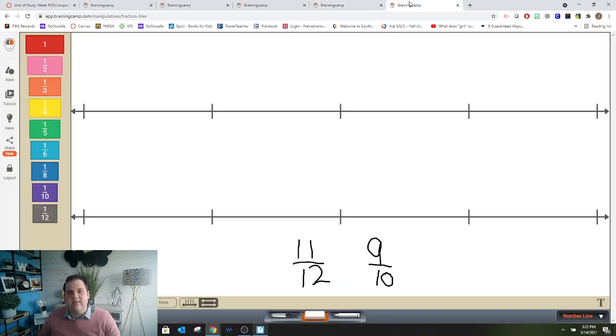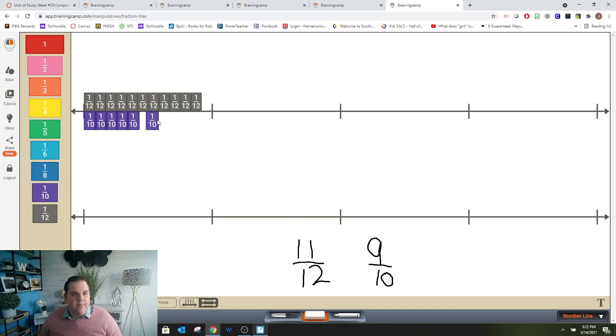Here's the last one for us to think about today. 11/12 and 9/10. Which symbol belongs between these two fractions? Let's try it out. I'm going to make 11/12. 5, 6, 7, 8, 9, 10, 11/12. Now I'm going to make 9/10. And what I notice is both of these are one piece away from one whole. So they both are one piece away, but we need to think about which piece is going to be smaller and closer to one whole. So let's get 9/10.